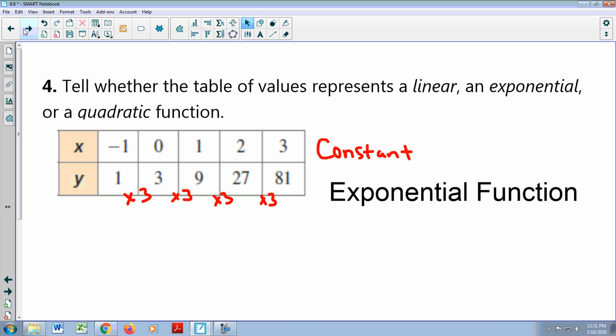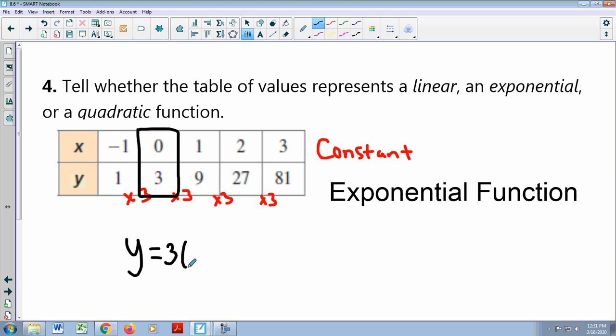So this is a problem we did yesterday. We needed to determine if this was linear, exponential, or quadratic. We saw that it was exponential because it multiplies by 3 each time. So to write the equation here, all I do is y equals, now my a value, at time 0, how much do I have? Well, I have 3. So at the start, I had 3. And then what am I doing each time? Well, I'm multiplying by 3. So y equals 3 times 3 to the x. Okay?